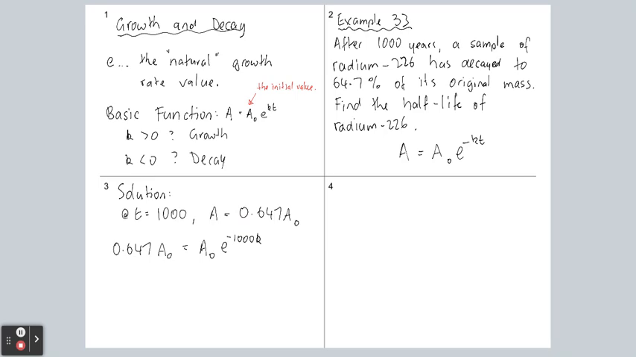That's all. Now, good news. I know that A0 is not equal to 0. It wasn't a 0 mass to start with. So I can divide both sides by A0, and that will eliminate A0, which is great because I want to have an equation with just one unknown. So I'm going to have 0.647 is equal to e to the negative 1,000k.